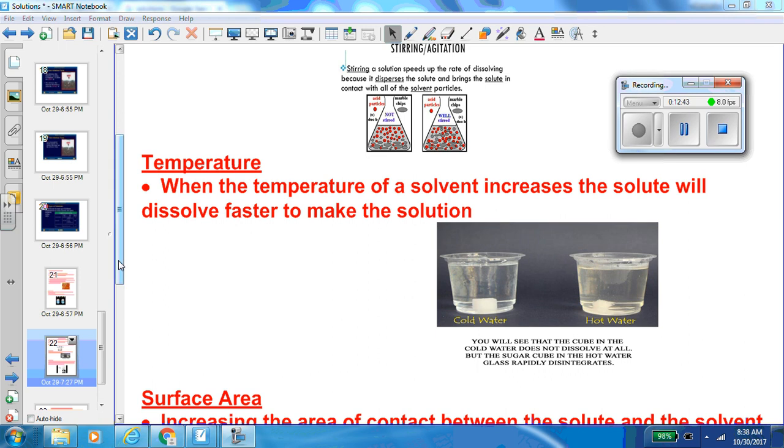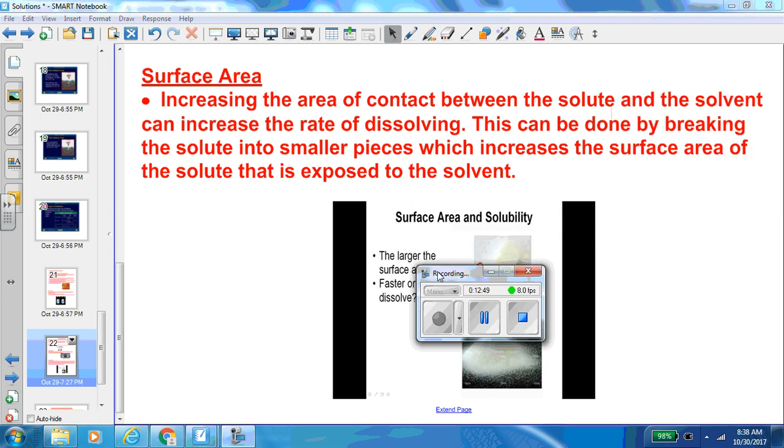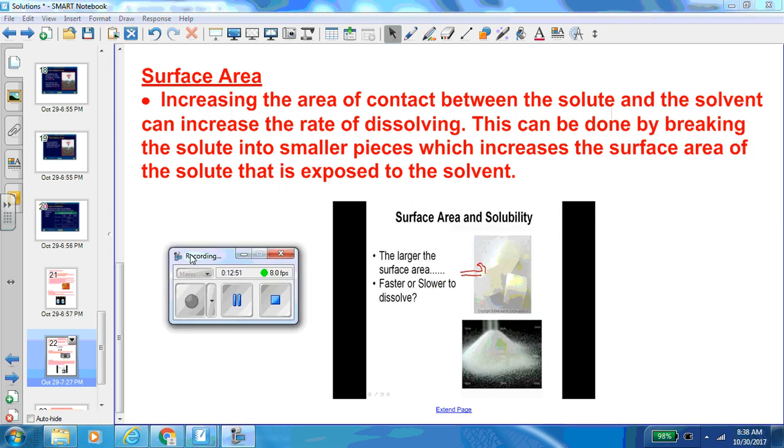Our last factor that affects the rate of dissolving is surface area. When you increase the area of contact between the solute and the solvent, you can increase the rate of dissolving. This can be done by breaking the solute into smaller pieces, which increases the surface area of the solute that is exposed to the solvent.